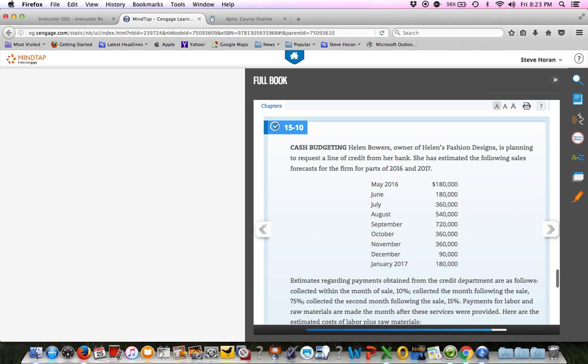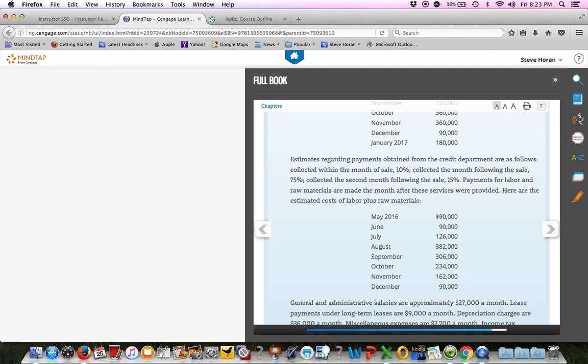Okay, so it's just like this, and what they do is they give you information. In this example, it's Helen Bowers of Helen's Fashion. Your company will probably be different. You'll get a series of months with sales numbers like here. So basically, here is the forecast for sales for several months. And then it says based on those sales, we're going to make some estimates. So we're going to estimate payments obtained from credit department as follows. Now, what you do for the problem may be a little bit different than this, just FYI.